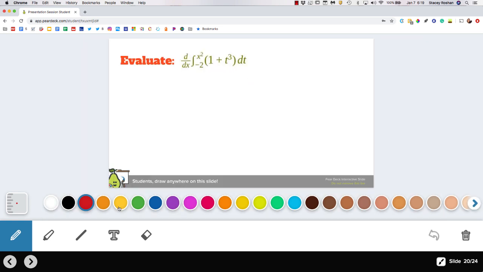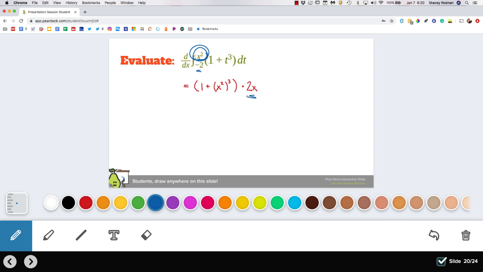We're going to do a bunch of these in a row. This one, we're going to put the x squared in, and this is going to drop off, right? So we have, instead of 1 plus t cubed, we have 1 plus, we're going to put that x squared in, cube it, and then you've got to chain. And what we're chaining is this.